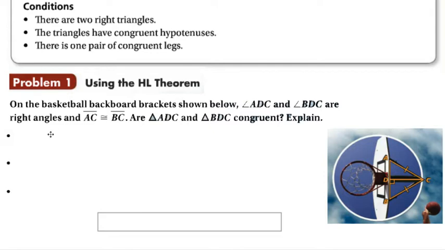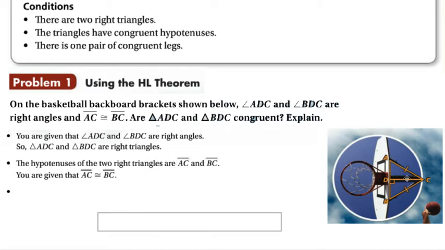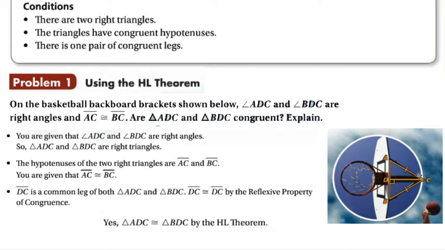Well, let's see if these three conditions are met. We're given that we have right angles, so they're right triangles, so that first condition is met. The second condition, we do know that the hypotenuses are congruent. AC is congruent to BC, that was given up here. Is there a pair of congruent legs? Well, we're not given that information, but we could say that CD is congruent to itself. They share that side, and that would be the reflexive property. So yes, actually those two triangles are congruent. That would be using the Hypotenuse Leg Theorem. Okay, we would have a hypotenuse and a leg congruent to the hypotenuse and leg in another triangle.